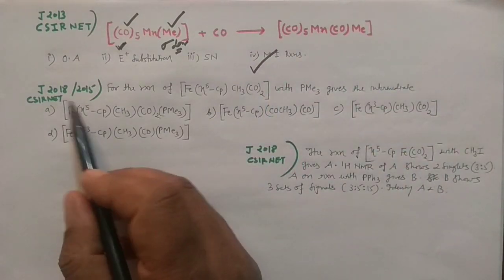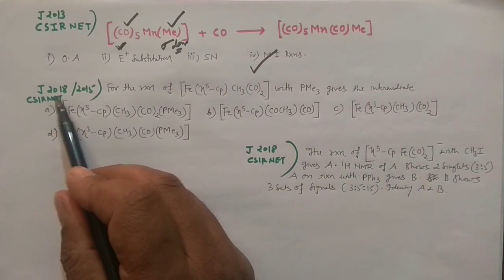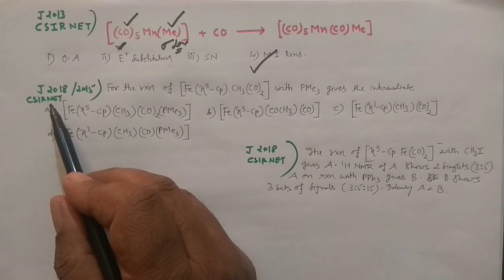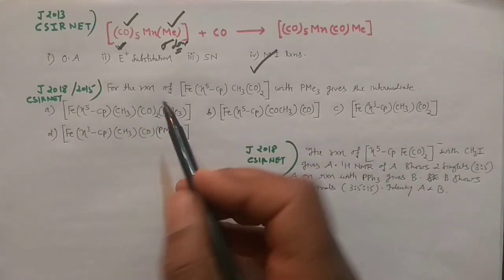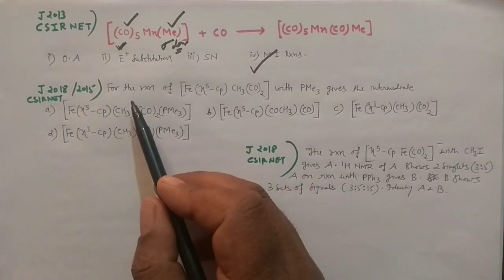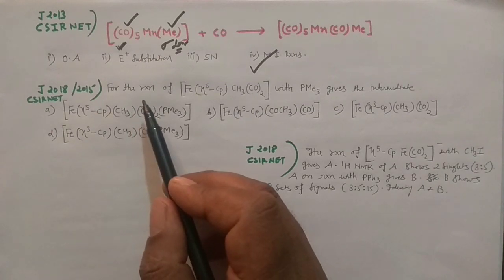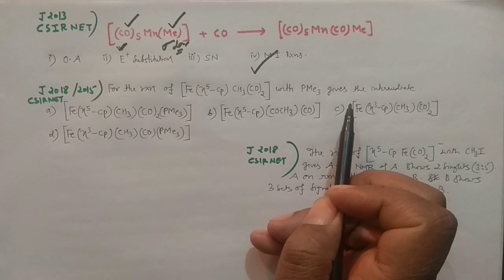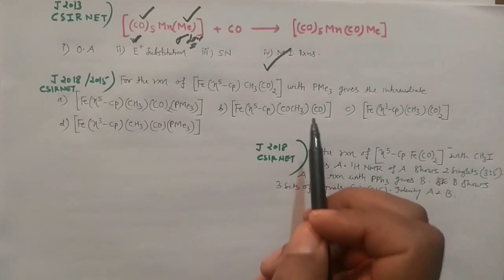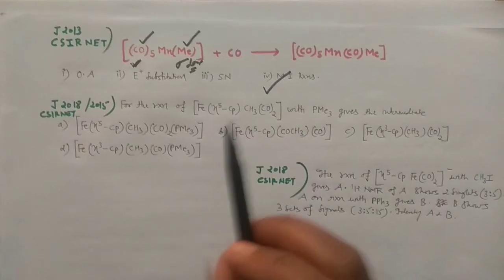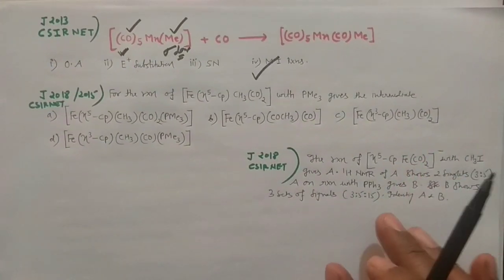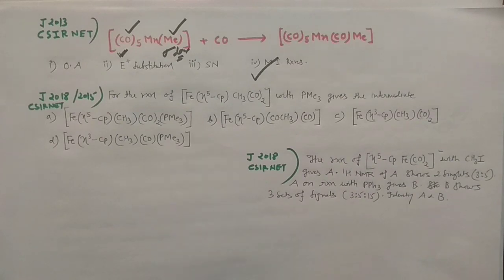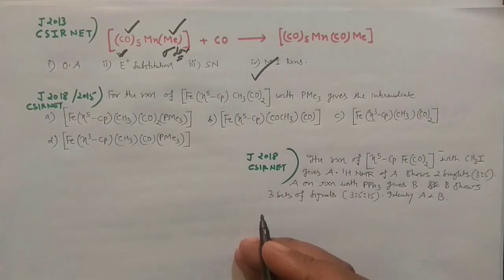My next problem was asked in June 2015 as well as in 2018 in the CSIR NET, so it's a very important reaction. They are asking in this question: the reaction of this iron complex with PMe3 gives an intermediate. So you have to tell what kind of intermediate it will form. Guys, when you have these kinds of problems, don't look at the answers given in the options first. First you solve the problem on your own. So how can I solve it?